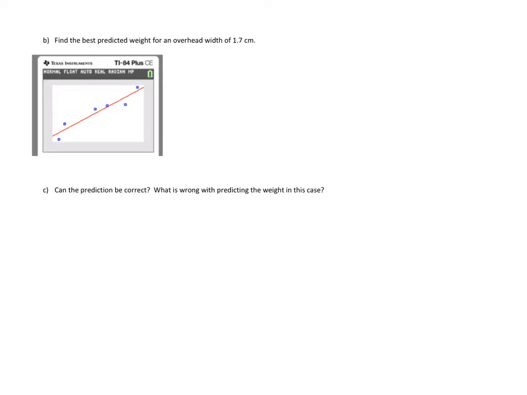The next question says, find the best predicted weight for an overhead width of 1.7 centimeters. What I have here is a screenshot of the scatter plot that we created of the 6 data values that we have in our sample. The red line that you see right here is the regression line, sometimes referred to as the line of best fit. And that's the equation that we wrote down in part A.